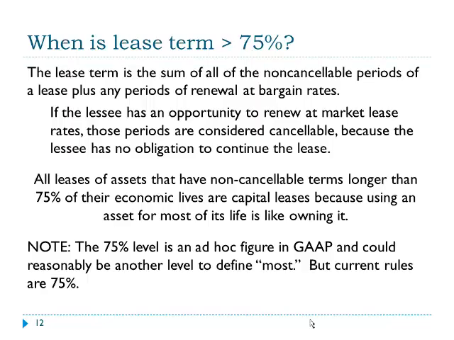All leases of assets that have non-cancelable terms longer than 75% of their economic lives are capital leases, because using an asset for most of its life is like owning it. Note that the 75% level is just an ad hoc figure in GAAP and could reasonably be another level to define most, but the current rules are 75%.